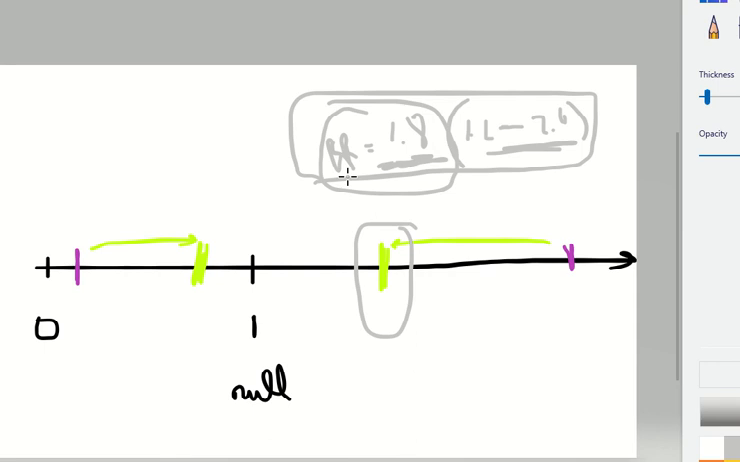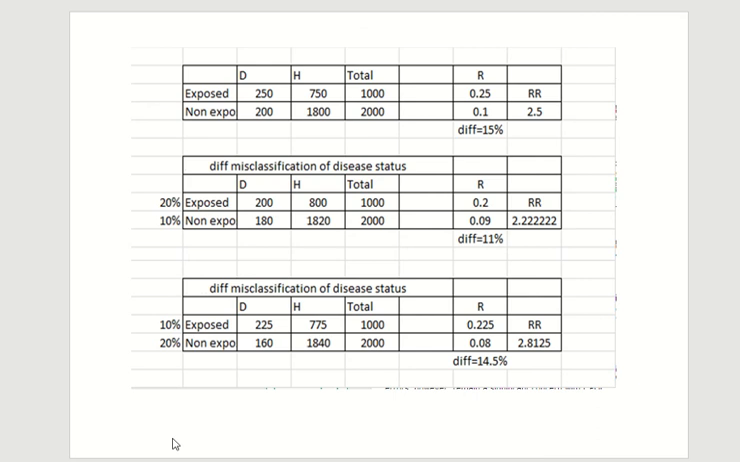However, if your misclassification is differential, it's a different story. Then it depends if it's going to bias towards the null or away from the null. Okay, so this is what I wanted to talk about: misclassification and its impact on your measures of association, towards the null or away from the null.